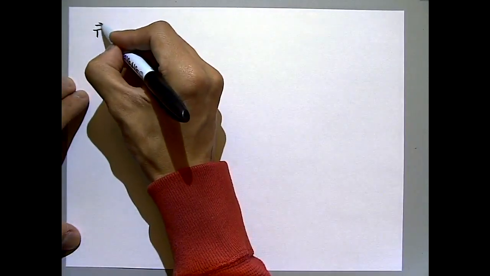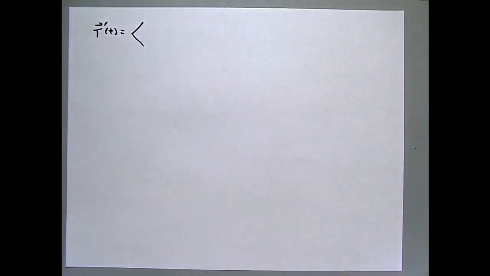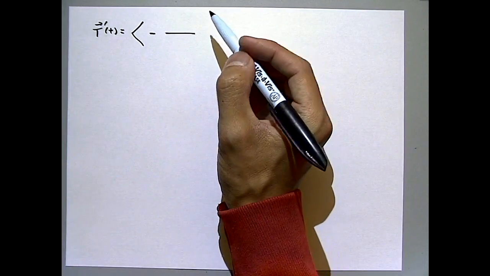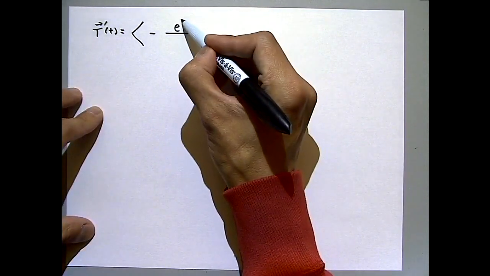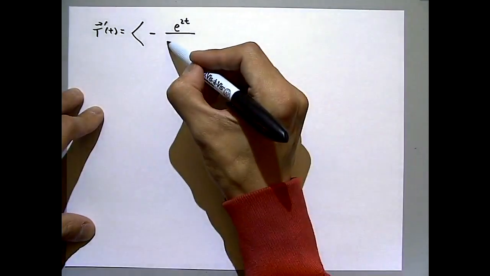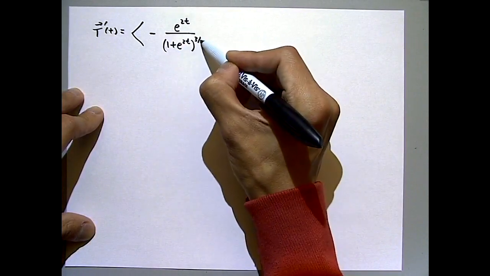Let's simplify this thing a little bit. First one, there's not much to do except that 2 and negative 1/2 will cancel. So it's negative of e to the 2t over 1 plus e to the 2t to the 3/2.